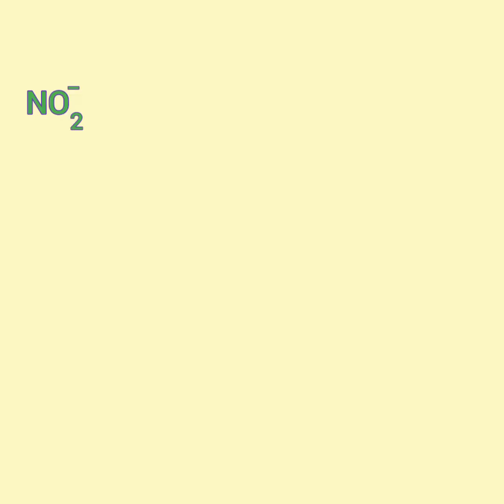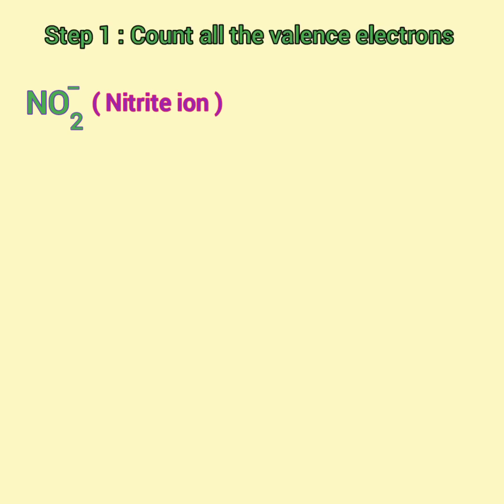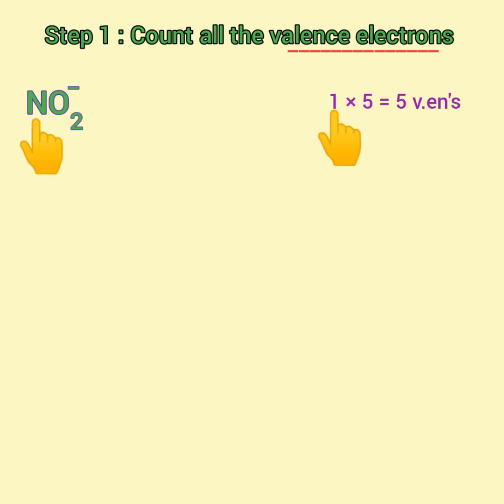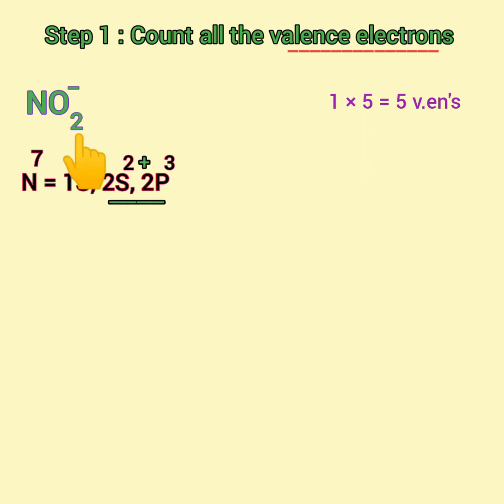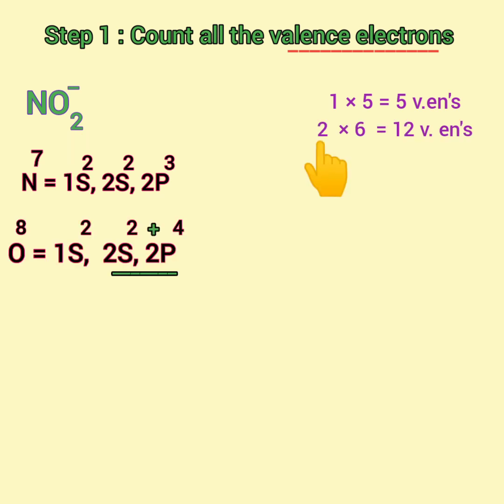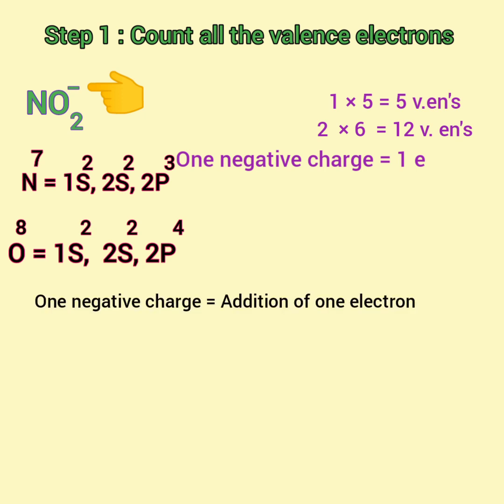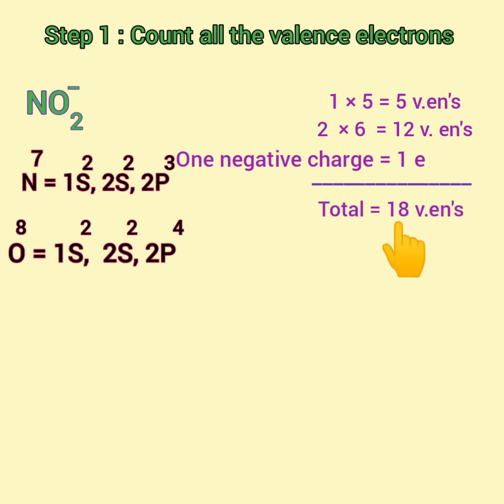The next molecule is NO2 minus ion. Step 1. Count all the valence electrons. In NO2 minus molecule, the number of nitrogen atoms present is 1 into the valency of nitrogen 5 equals 5. And here only 2 oxygen atoms are present in this molecule. So 2 into the valency of oxygen 6 equals 12. Here is only one negative charge, which means addition of one electron. So adding 1 electron, the total valence electrons of NO2 minus is 18.